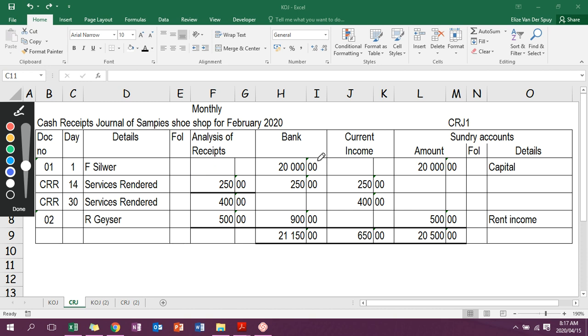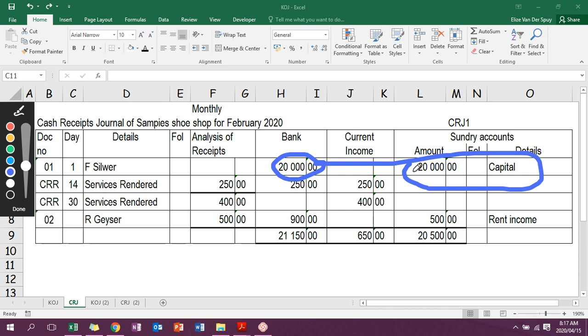Then I need to ask myself, what did I do to get this money? So for instance, the 250 Rand is in analysis, and then what did I do? It's services rendered. So therefore, I'm going to write it in the current income column. Right, so there's either a column, or if there's not a column, you're going to write it into sundry accounts. So 20,000 Rand I received. It wasn't for current income, it was for capital. There's no column for capital, so it is inside my bank and it's inside my sundry accounts.